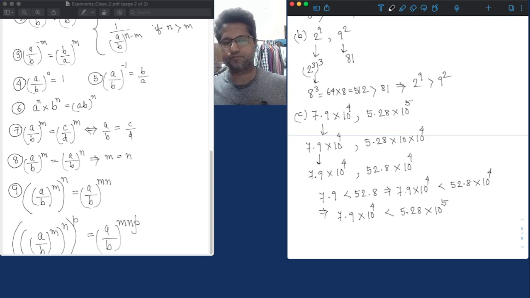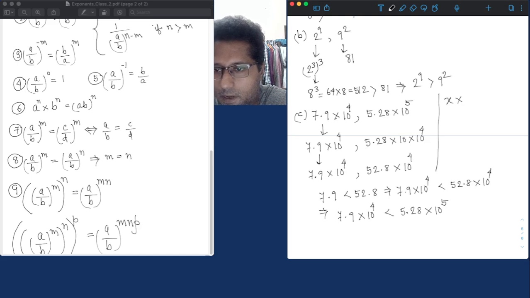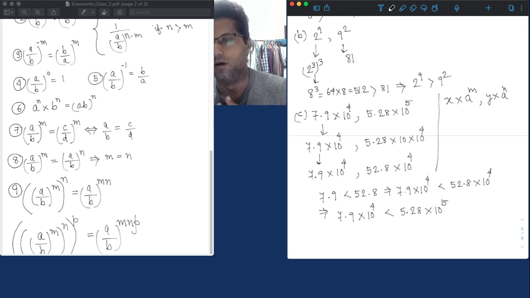So as a note, you can say that if we have this kind of numbers to compare, let's say x multiplied by a to the power m and y multiplied by a to the power n, where x and y could be any number, and you have the factors a to the power m and a to the power n in the two numbers, you would like to make the power of a the same on both sides and adjust the remaining part.